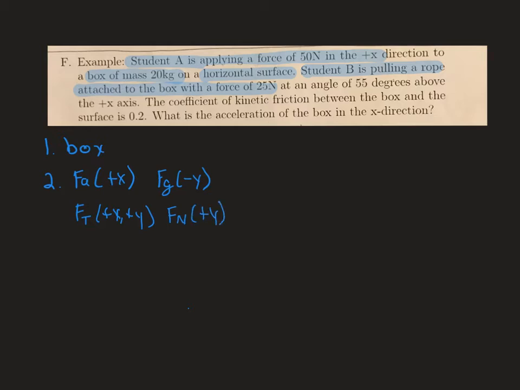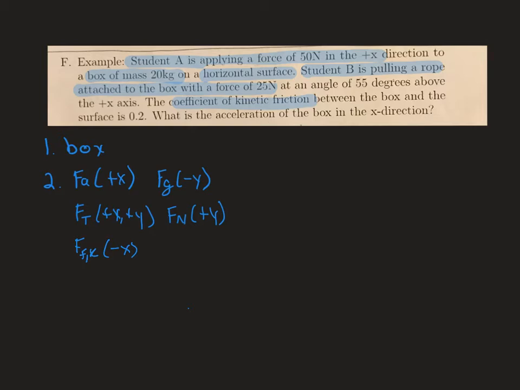Let's see, what else is there? So there's a coefficient of friction. This tells us that there's a force of friction. And since the box is accelerating, that tells us that we're dealing with a force due to kinetic friction. And since the object is going to move in the positive x, because the surface is horizontal, so we're only worried about the x for this question, we're going to say the force due to friction is in the negative x. Alright, so let's move on to step 3.